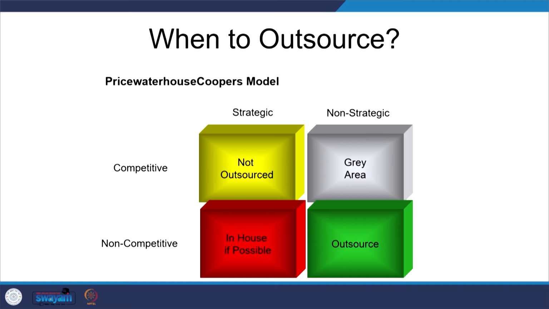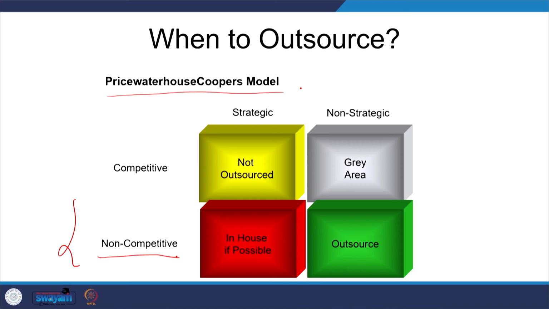But when do you outsource? What is the right time to outsource, or what is the right situation to outsource? So, this is a PwC model, the Price Waterhouse Coopers model, which says that you should outsource when the product is a non-competitive product and it also falls under non-strategic. So, it is a non-strategic item. That means it is not so important for you, and it does not give you any benefit in profitability. Non-competitive in the sense that it does not add any significant value, right.